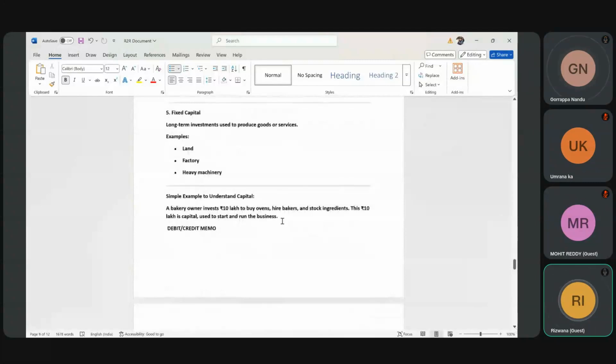Okay, so this is a simple example to understand capital. A bakery owner invests 10 lakh to buy ovens, hire bakers and stock ingredients. This 10 lakh rupees is nothing but capital used to start and run the business. This is a simple example. Okay.